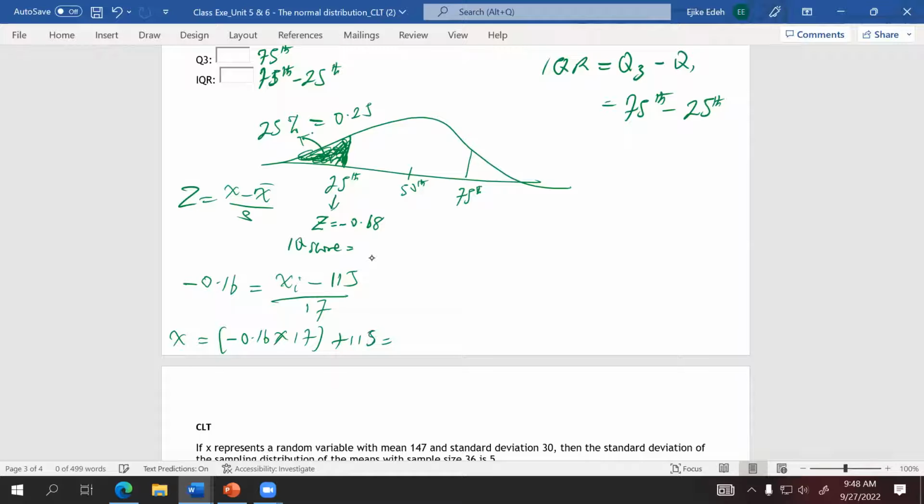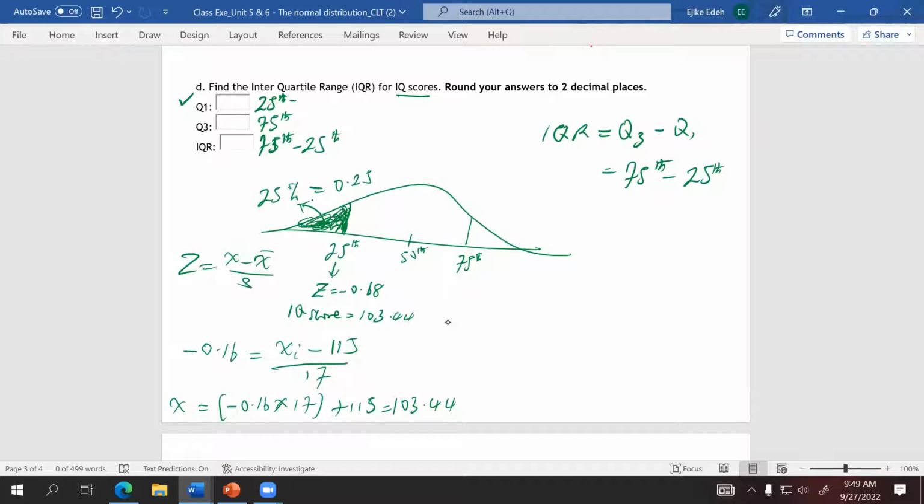Again, somebody help us with that. 103.44. Sorry, say that again. 103.44. Okay, so we have 103.44 for the value that is equivalent to the 25th percentile, which is equivalent to Q1. So that gives you the first answer: the 25th percentile has an IQ score of 103.4.